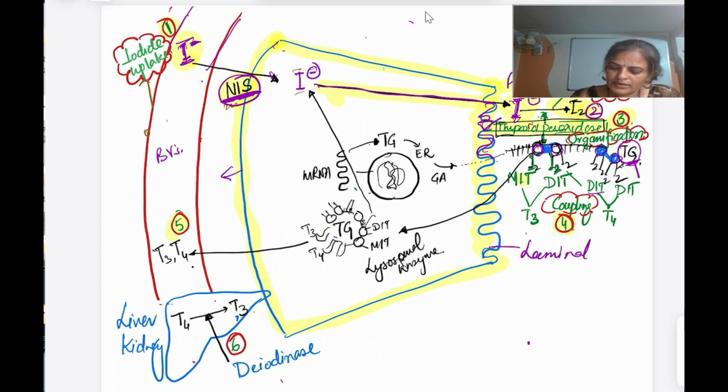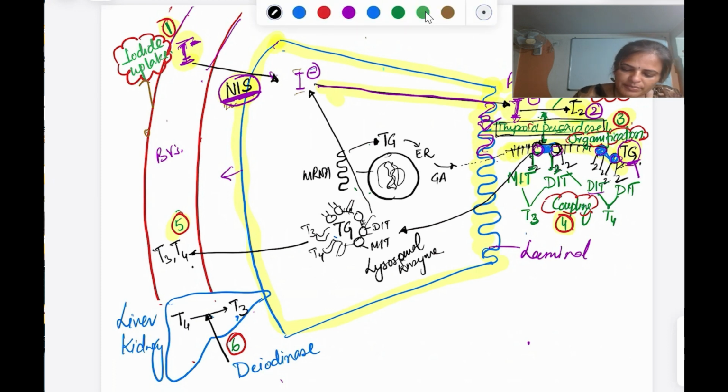Then after the oxidation, how does the organification of this iodine happen? It binds with the amino acid tyrosine. And where does it get tyrosine from? Tyrosine is the structural component of thyroglobulin. I made this structure of thyroglobulin. You can see the various types. I will draw it with the black only. These long sticks show the amino acids, and here the round one is the tyrosine. And this iodine binds with the tyrosine.